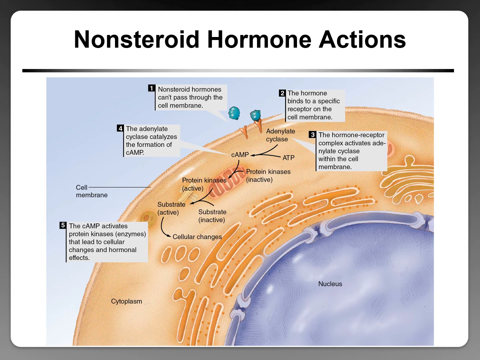These nonsteroid hormones, as I've said before, cannot pass through the cell membrane. This means the hormone will bind to its specific receptor site on the cell membrane, and then the hormone receptor complex will activate an adenylate cyclase within the cell membrane. This adenylate cyclase will catalyze the formation of cAMP. The cAMP will then activate protein kinases and other enzymes in the cell that will lead to cellular changes and hormonal effects. This is a positive cascade event.